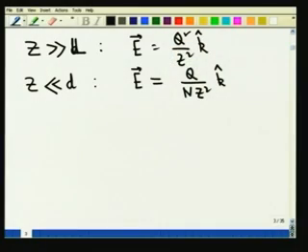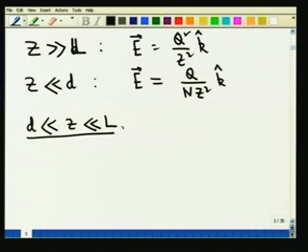Now, we ask a far more interesting question: what happens in the intermediate case? The intermediate case corresponds to D less than or equal to Z less than or equal to L. Before I proceed to discuss this example, let us pause for a minute to examine what this situation means.